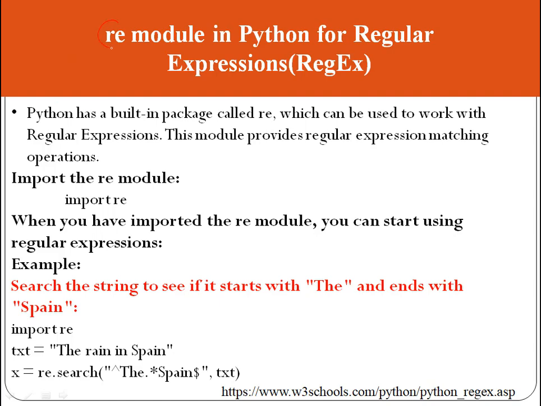So we have a RE module in Python for regular expressions. Python has a built-in package called RE, which can be used to work with regular expressions. This module provides regular expression matching operations. How can we use it? You need to import it. So import the RE module. You have the keyword import, and then the name of the module. So import re. This is mandatory to write at the top when you want to use this module.